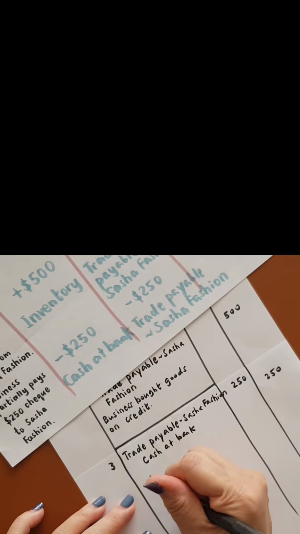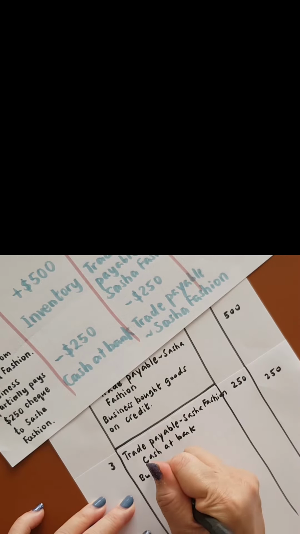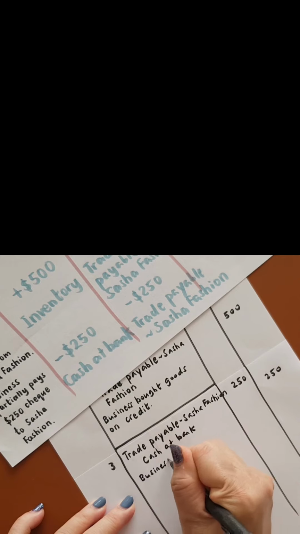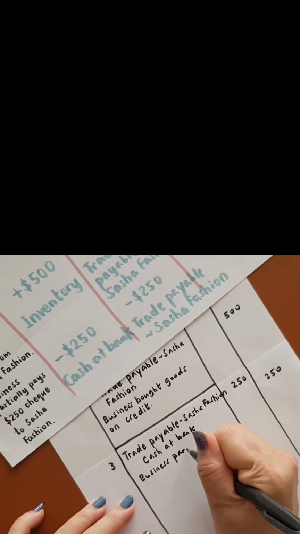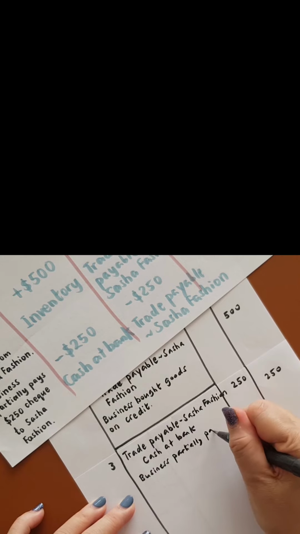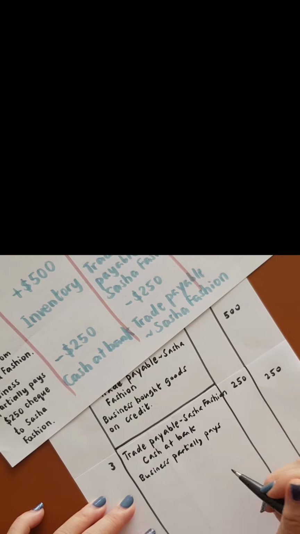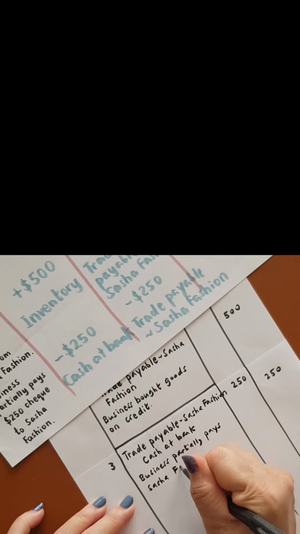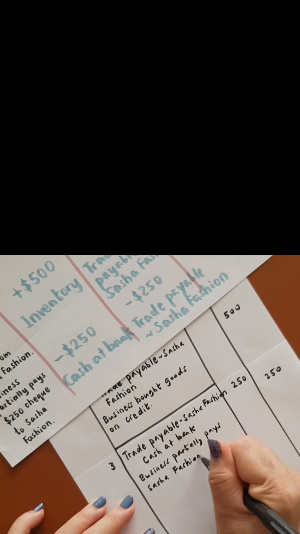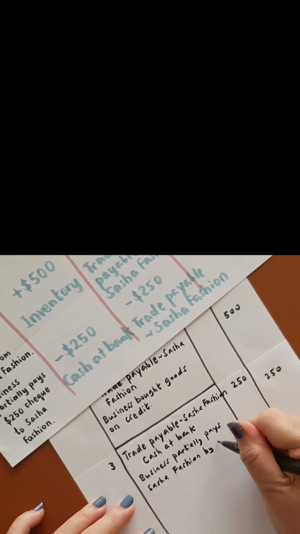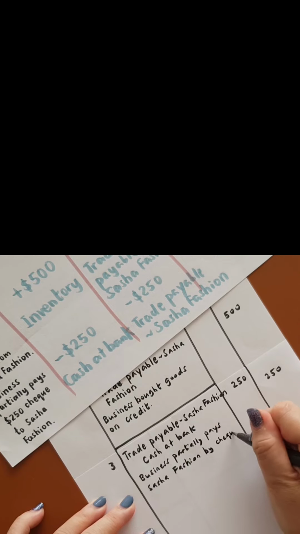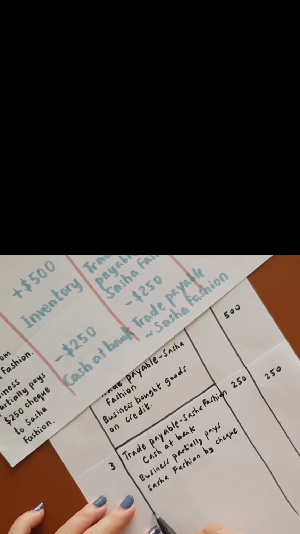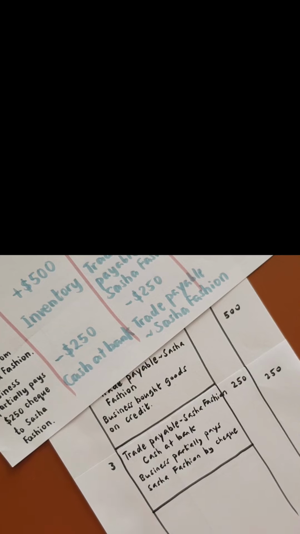So write a short narration: business partially paid Sasha Fashion by check. Alright, leave a space, do this, and prepare for the next transaction.